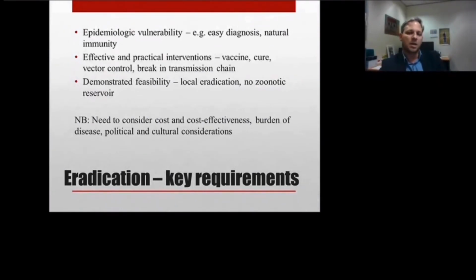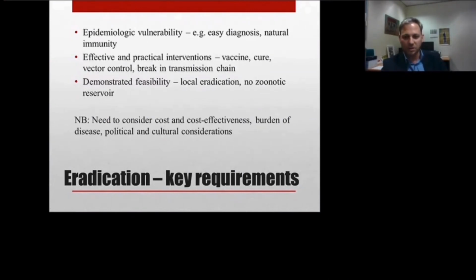And then it's generally said that there needs to be some demonstrated feasibility, because it's all very well on paper, but it helps if there's been some local eradication in a country, in a region, on an island or whatever else, and that there's no zoonotic reservoir. When there's a zoonotic reservoir, it's a little bit like an environmental niche. It can come bouncing back if you can't rid it from that zoonotic reservoir as well. But there are a number of other considerations, the cost and cost effectiveness as to whether you're going to have a go at eradication in the first place.